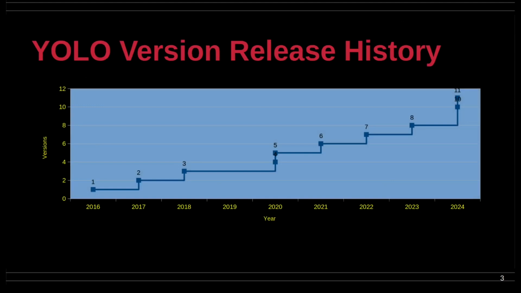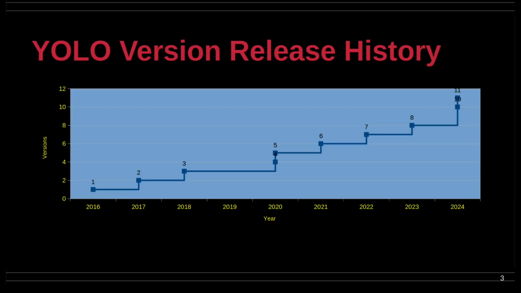This timeline illustrates the rapid pace of YOLO releases. YOLO V1 in 2016 introduced the concept of single-stage object detection. It achieved real-time object detection with reasonable accuracy.